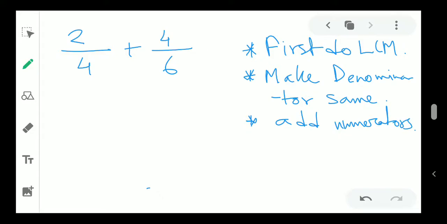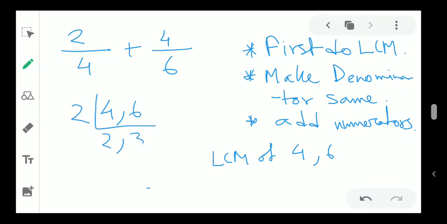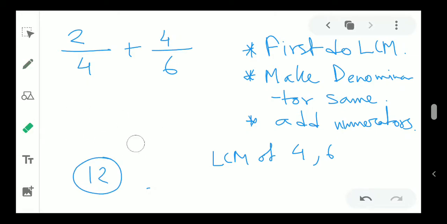So what I have to do is find out the LCM of 4 and 6. I can do it in any way. So let's say 4 and 6, divide by 2, so 2 and 3. So you can easily find out that 12 is the LCM. So we can write here that this LCM is 12.